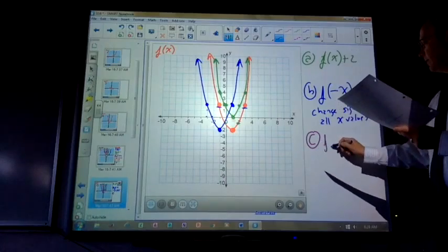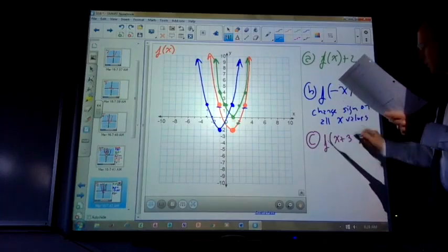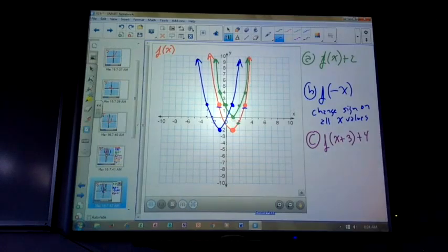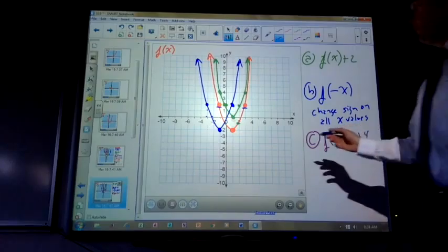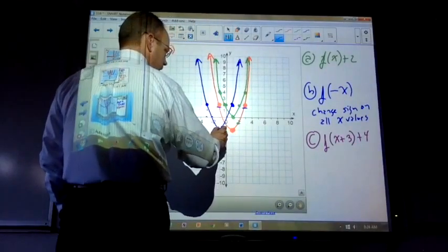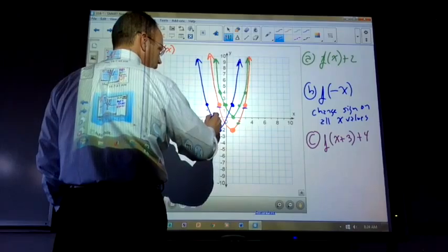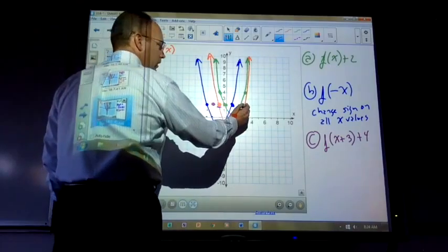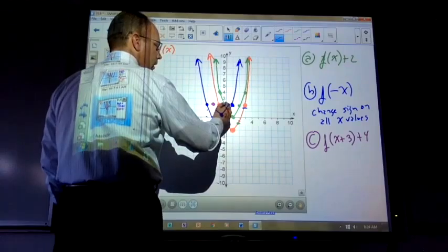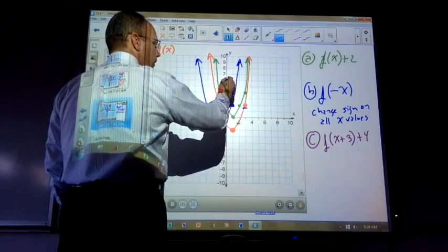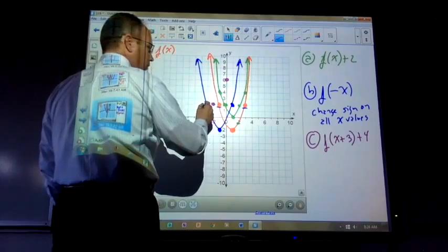Letter C. All right. Steve, what's this one going to do? Purplish. It's going to go left 3 and up 4. So for my original function, I'm going to go left 3. 1, 2, 3, up 4. 1, 2, 3, 4. There's my vertex. Take this point. 1, 2, 3, up 4. Take this point. 1, 2, 3, up 4.